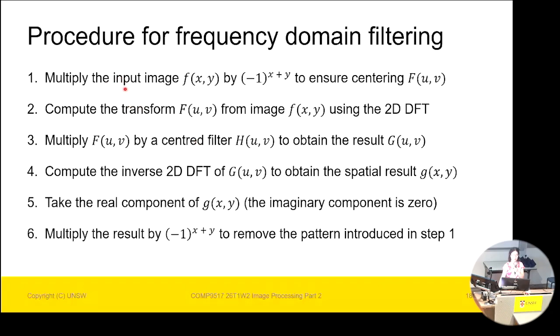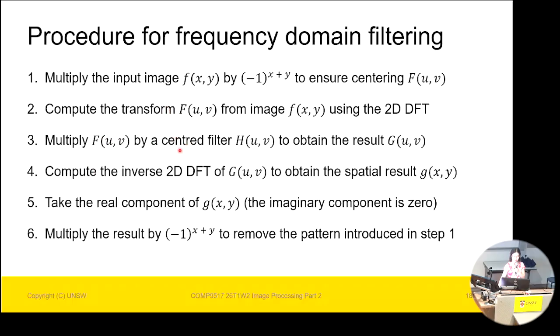So first we start by multiplying the input image by this term. That's the one from this previous slide. So the effect would be we can get the centered frequency representation. Once we have this changed f, now we can compute the Fourier transform using the 2D discrete Fourier transform. So now we have F, the big F, that's the frequency matrix. And so that's the frequency representation of the input image.